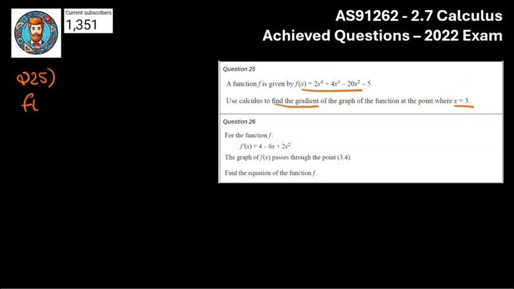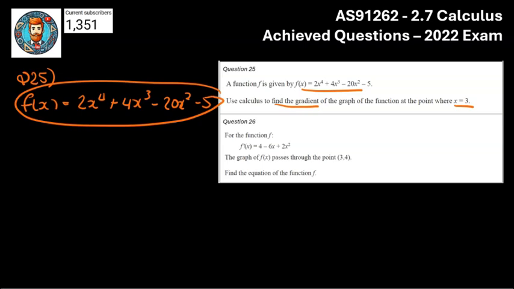So let's write down my original function. So f(x) is equal to 2x to the power of 4 plus 4x cubed minus 20x squared minus 5. And I normally rewrite the question myself because I find when I do that I tend to make fewer math errors, because I'm not going back from the question to my answer, and that's kind of where math errors creep in sometimes.